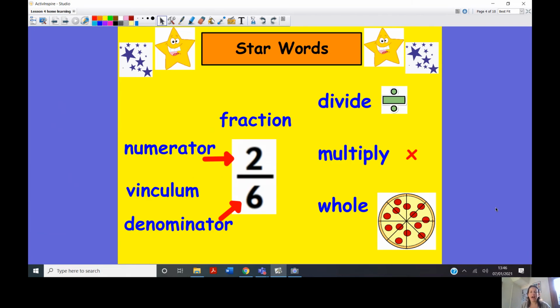We're looking again at fraction. My turn, your turn, remember. Numerator. That line, vinculum. Denominator. And today, some good old familiar words: divide, multiply, and our whole. So we are now looking at groups of fractions, at identifying amounts of fractions.